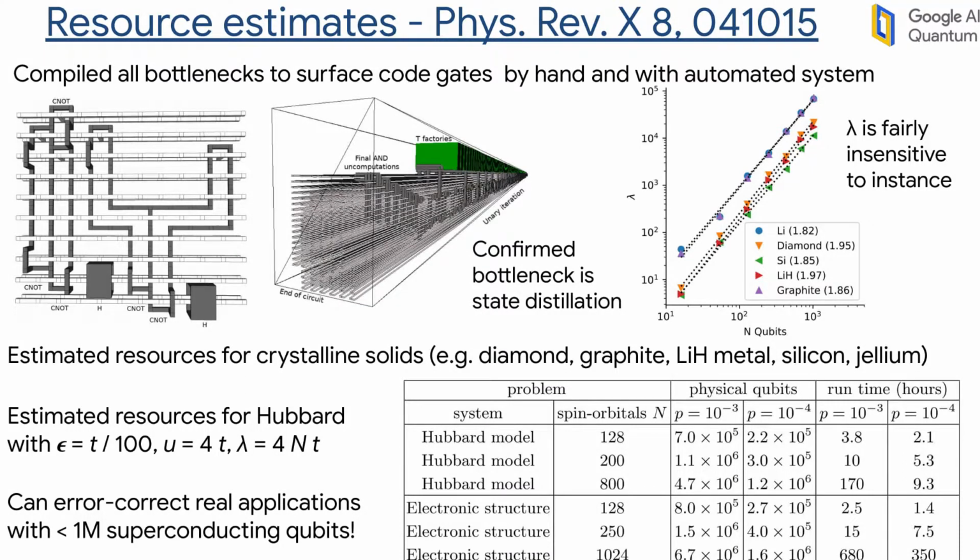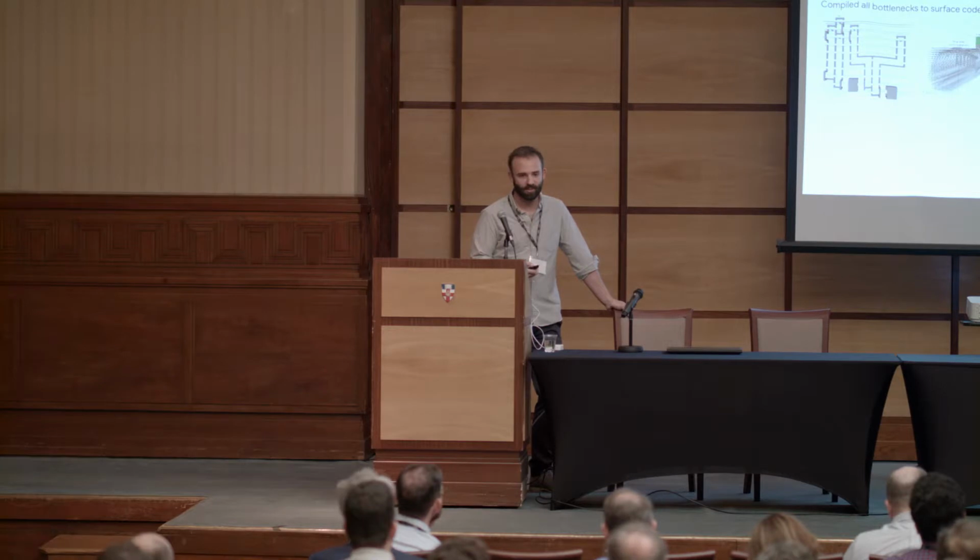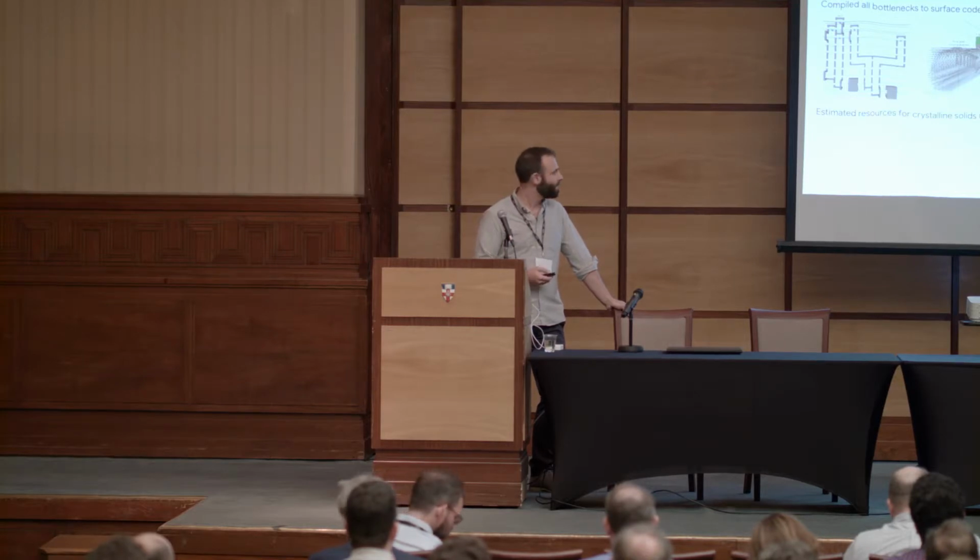So for the algorithm I was just describing, we ultimately compiled all of the bottlenecks to the surface code, both by hand. And Craig made this one. This is one of our bottlenecks. Also, Alexandra Taylor, who we worked with, had an automated system that we used as well and gave ultimately kind of similar numbers, which gave us some confidence we were doing things correctly. In both cases, we were able to confirm that for these algorithms, a bottleneck actually was state distillation, which is good to know because if you optimize things just for T gates too much, you could run into problems occasionally.